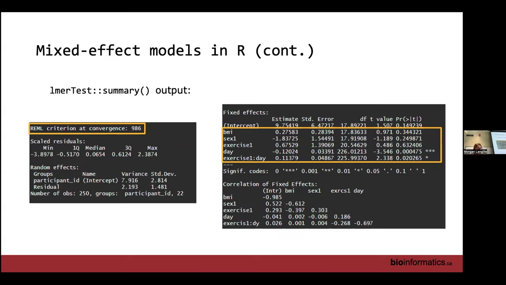So again, this is how the output looks. This REML criterion at convergence is the AIC version for mixed effect models, something you can look at. And then you've just got your different parameters there with their estimates and various levels of significance. We've got a fun interaction effect, which we're not really going to be talking about, but you can definitely include those. So again, all of these outputs look similar, and they are extending the same framework to different types of data.